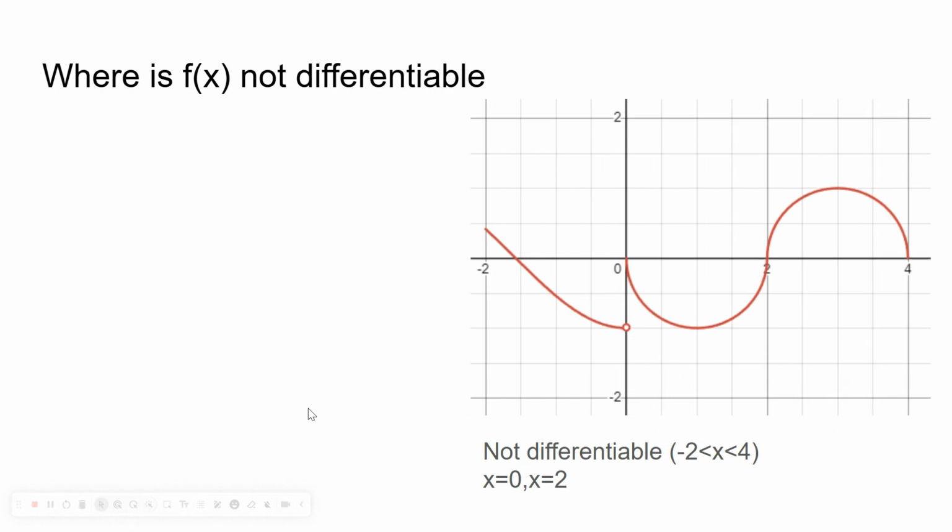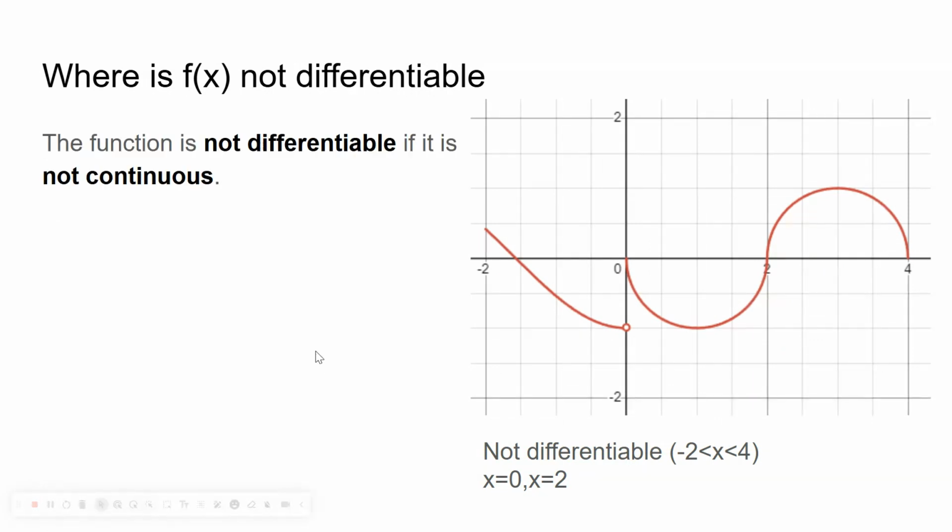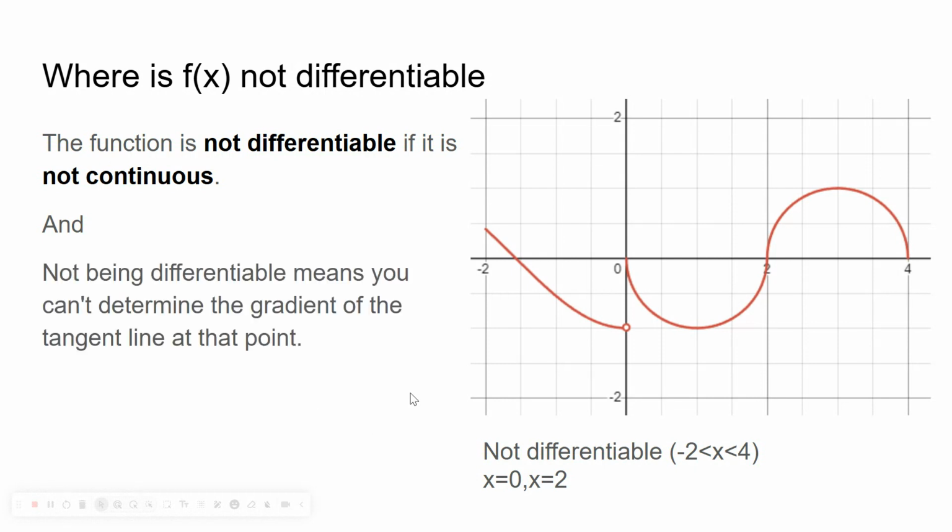Not differentiable means, first, that if it's not continuous, it's not differentiable. The reason is that by differentiating, you can find the gradient of the tangent. If you can't find the gradient of the tangent, you can't decide the tangent at that point of the graph, which means it's not differentiable. If you look around this point, the tangent is going to be like this. So if you can draw only one tangent line and you can find the gradient, that means it's differentiable.